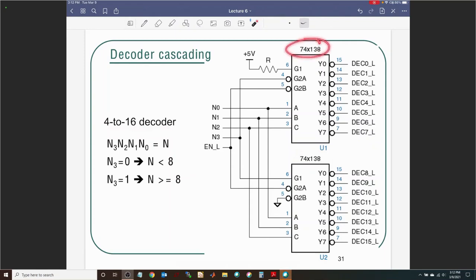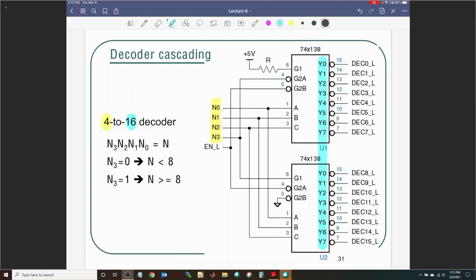So right off the bat, try to look at things from a very high level. You have got two 74X138 chips. Enables, inputs, active low outputs. Enables, inputs, active low outputs. I wanted to make a 4 to 16 decoder, so I should have 4 inputs and 16 outputs. Where are my 4 inputs? Well, they are N3, N2, N1, N0. Those are my 4 inputs. Where are the 16 outputs? Well, they are all here. 8 of them coming from the top chip, and then 8 of them coming from the bottom chip.